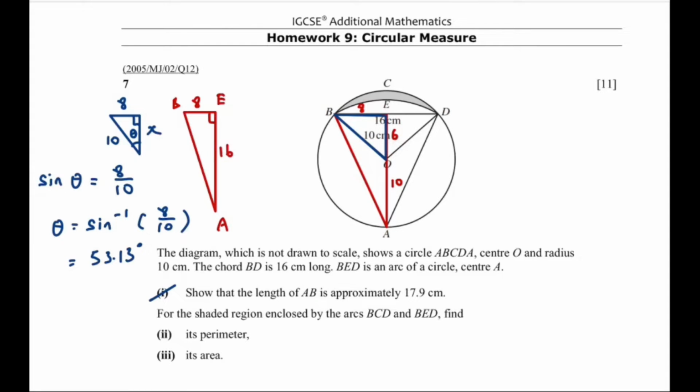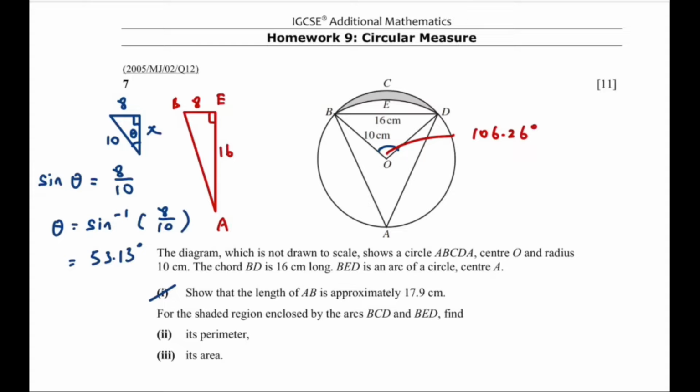Then let's say we have 2 parts of it, then we times 2, right? Now we have the angle here: 53.13 times 2 times 2, which is 106.26. The angle here is 106.26. Then we can find the arc.